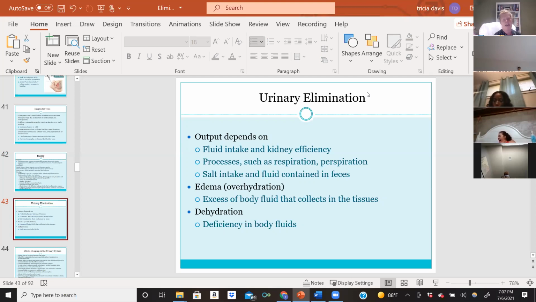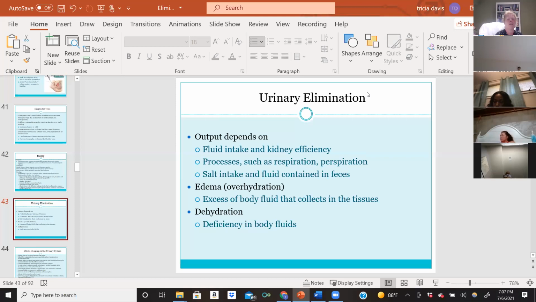It's not always going to be 100 percent. Like if you give them 1,000, they're not always going to have 1,000. We lose some of our fluid through respiration, perspiration. So it's very common that you give them 1,000 and they only put out 800. That's only a difference of 200.